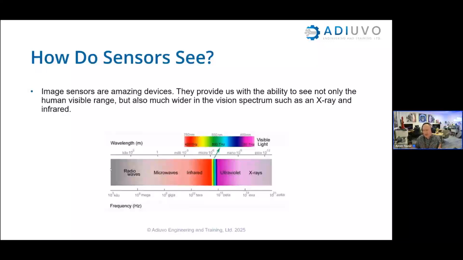They allow us to see the visible spectrum, but they also allow us to see much wider than that. So when I think about my career as an engineer, as an electronic engineer, as an FPGA engineer, I've designed image-based systems that work in the infrared.